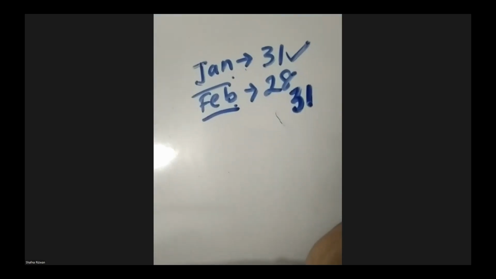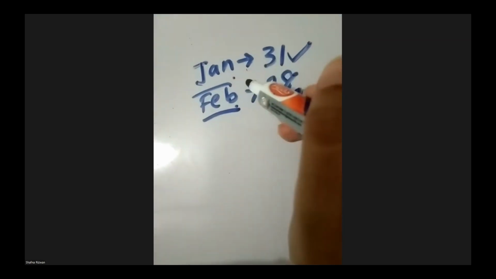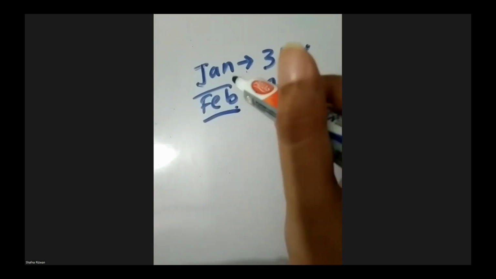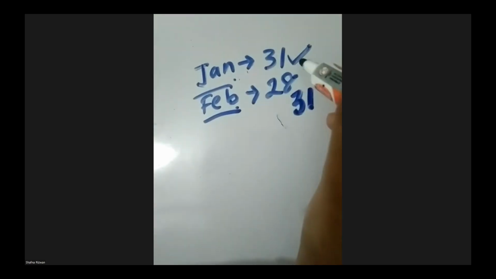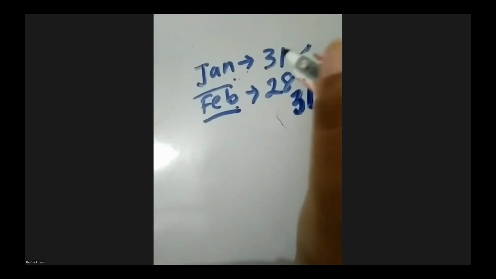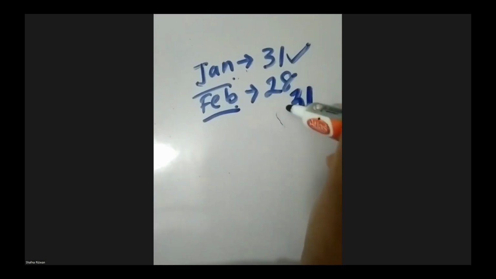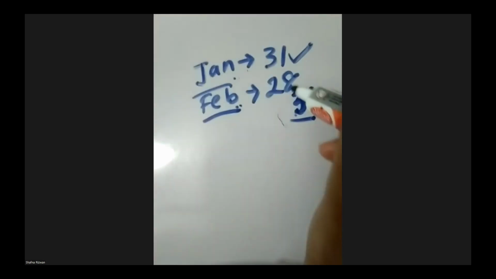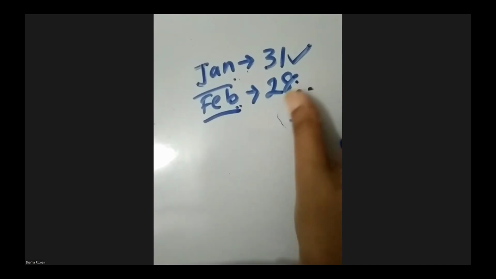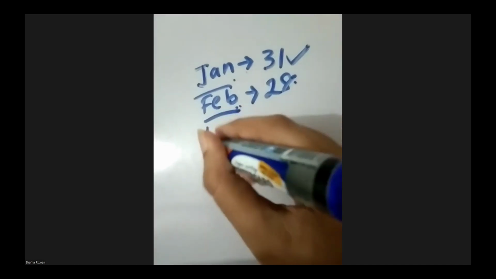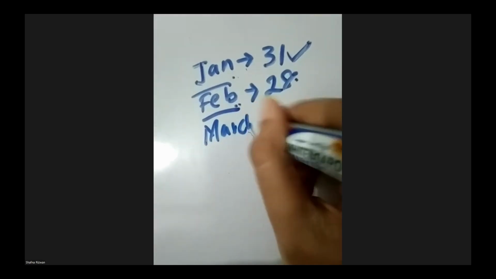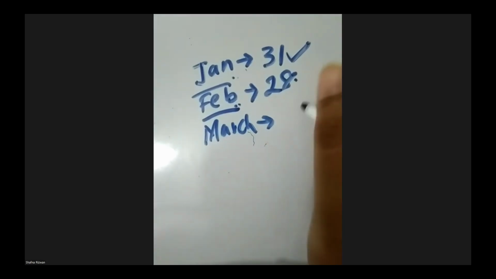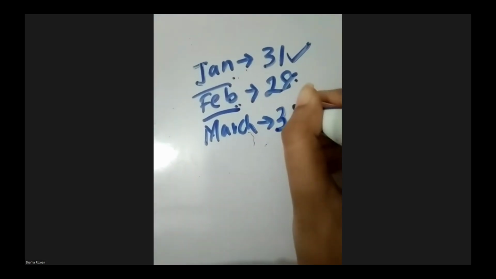So whenever they ask you to write consecutive months, when they give you January, here you have 31 days, so you have to take the second answer also with 31 days only. You can't take February. Why? February has 28 days. Now let's go to March. In March, how many days do you all have? Around 30 days.